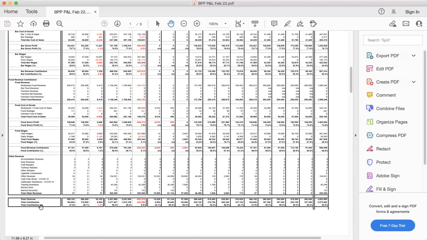Down the bottom, the final part of this, we're going to be looking at turnover. So our total turnover is our food and our beverage revenue combined. We're going to minus out the total food and beverage wages and our total food and beverage cost of goods, which is going to give us the total contribution, or what we have left afterwards. And then we'll convert that to a total contribution percentage.